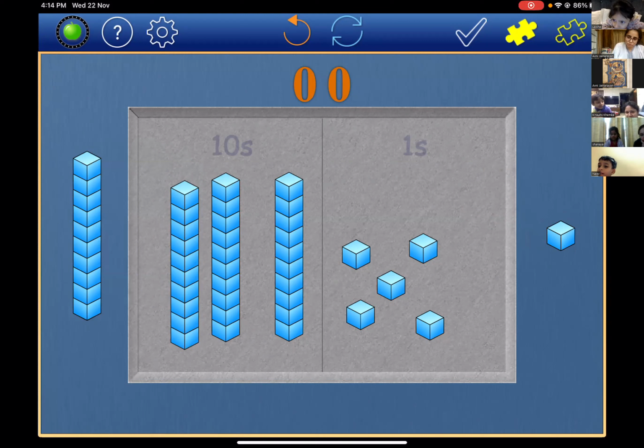And how many ones do you have? How many small cubes do you see? 5. So a 30 and a 5 is 35. Okay? Next game. Are you ready to play the next game with me?